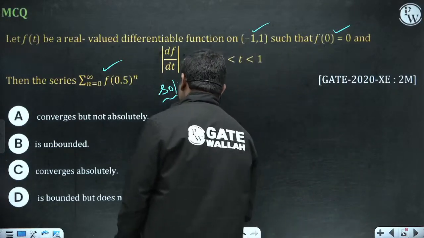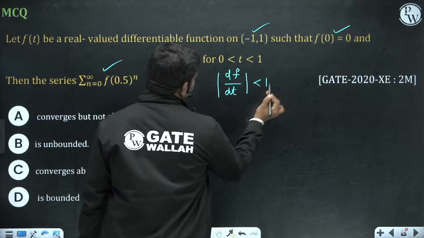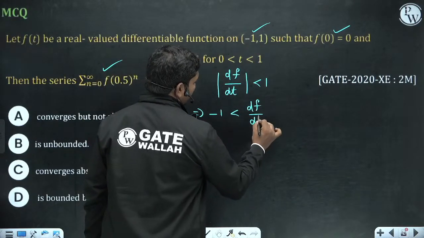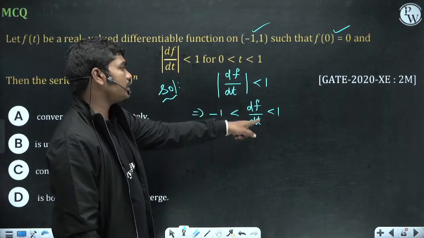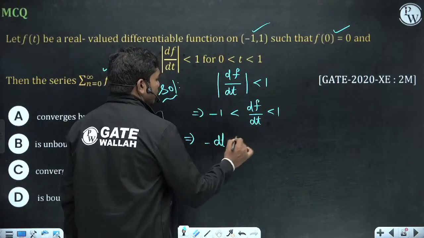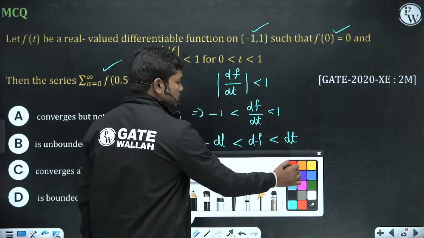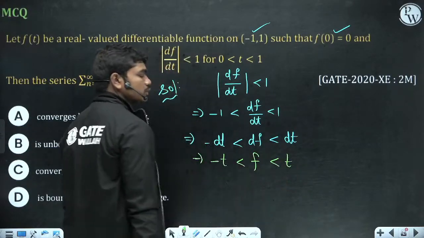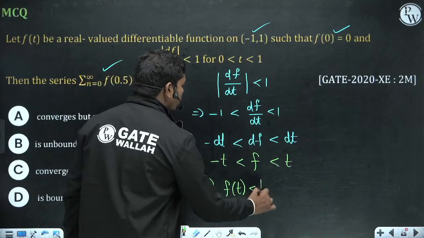Look, I'll solve this question for you. Given modulus of df by dt is less than 1, correct? So -1 less than df by dt less than 1. It is given clearly that this function is differentiable, so whenever t is between -1 and 1, you can easily integrate this. So -dt less than df less than dt. Now if you integrate on all sides, this implies -t less than f less than t. So this is what you have: modulus of f of t is less than modulus of t, correct? This is what you know.